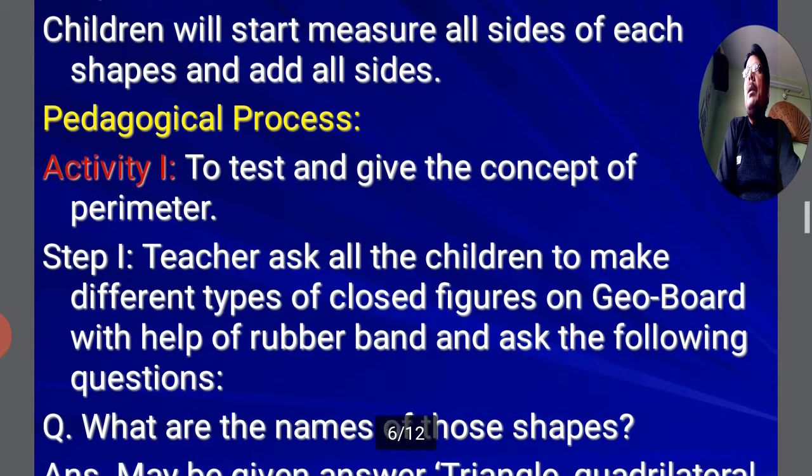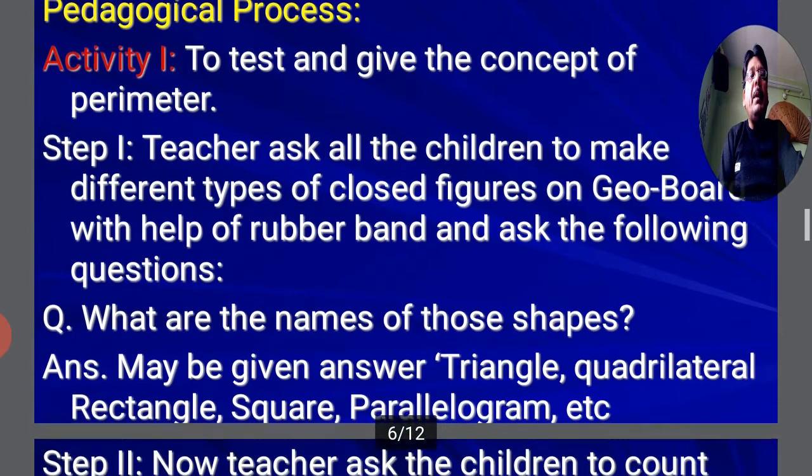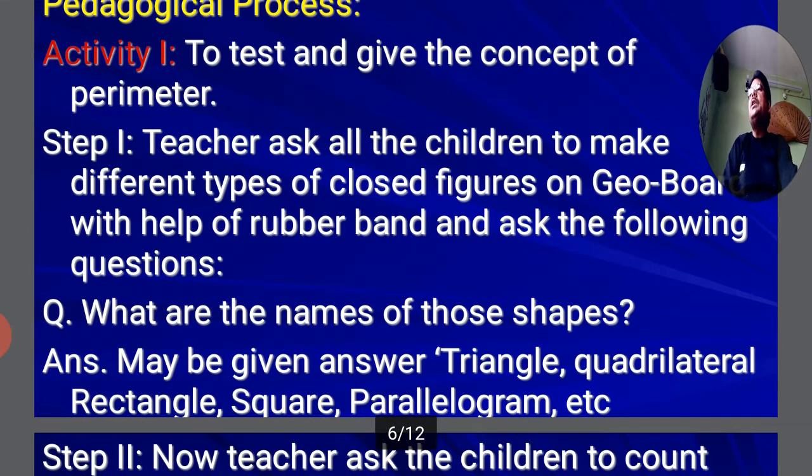Now the pedagogical process. This is the main part of your learning design. So for activity 1, to test and give the concept of perimeter, that is the duty of the teacher. So first step, the teacher will ask the children to make different types of closed figures on the geoboard with the help of a rubber band and ask the following questions.